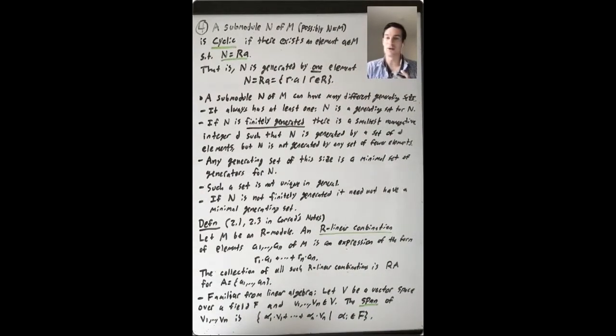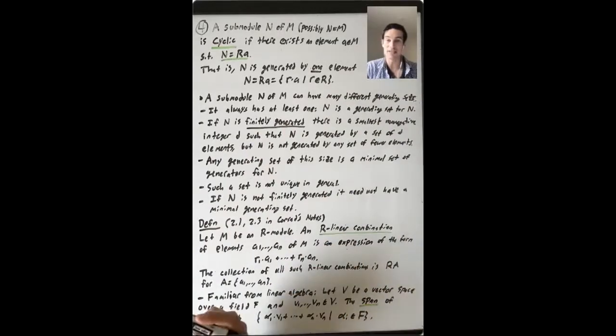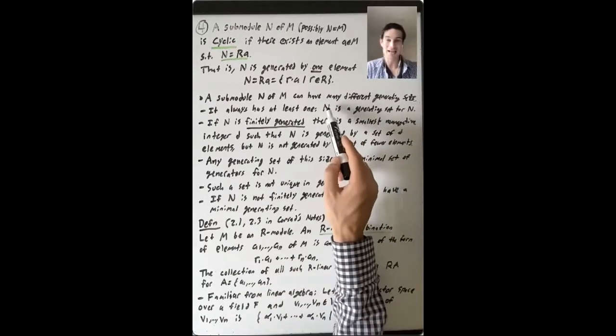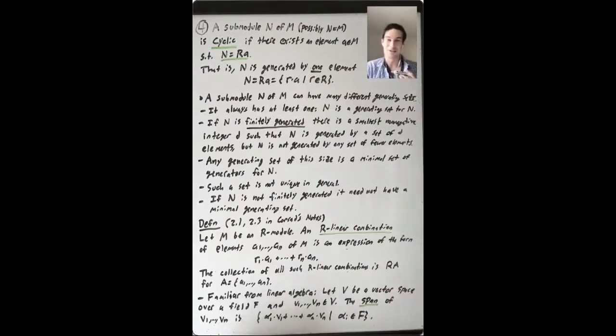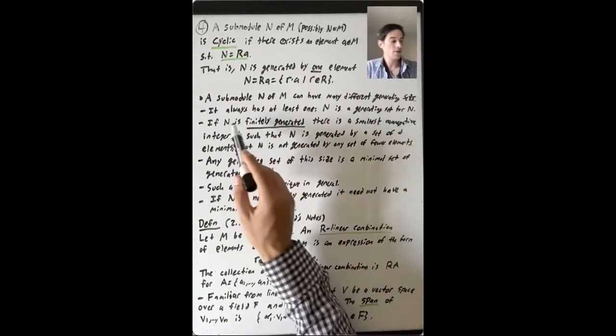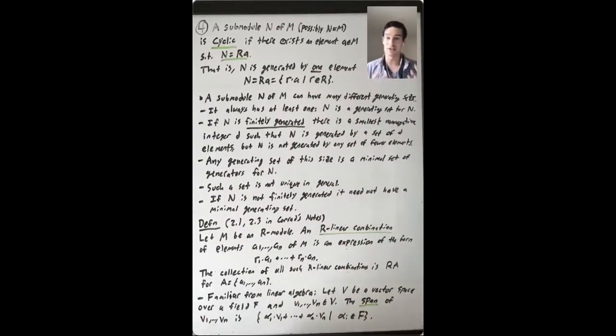So let me say a little more about submodules and generating sets. One submodule N of M can have many, many different generating sets. One thing to note is that it always has at least one. So N, the subset N of M, is a generating set for N. You can check that because N is a submodule, if you take R times N, you really are just getting back N.